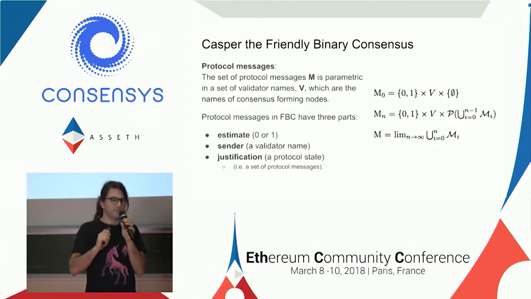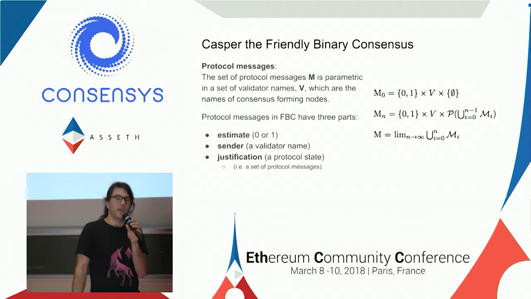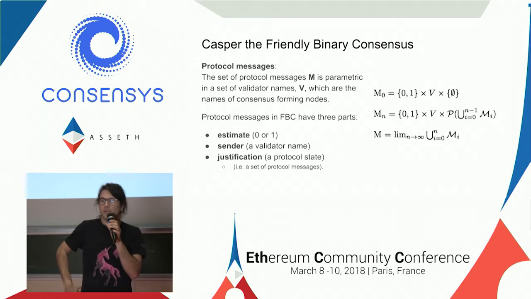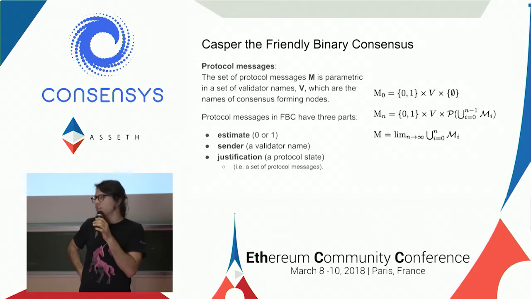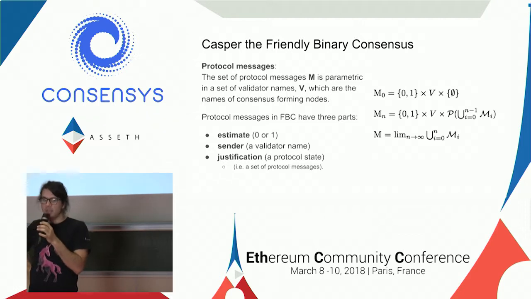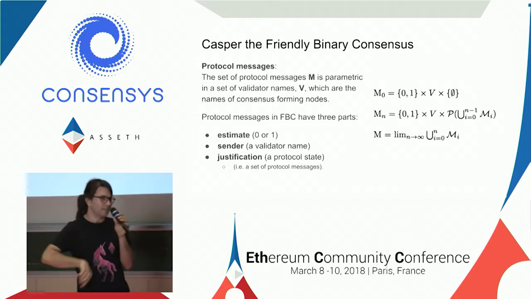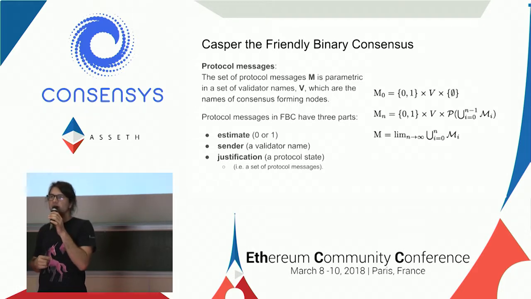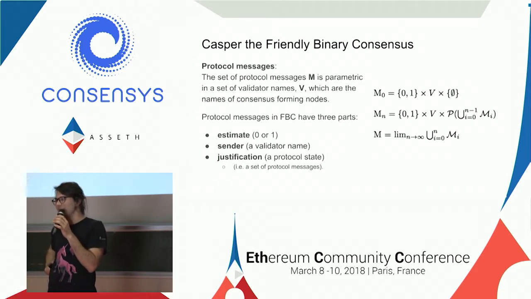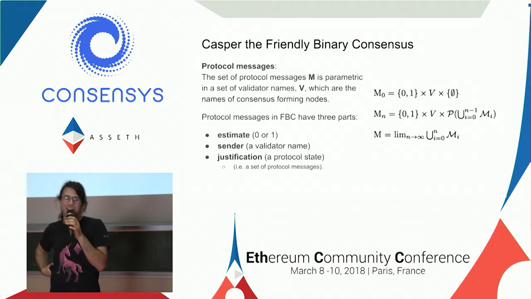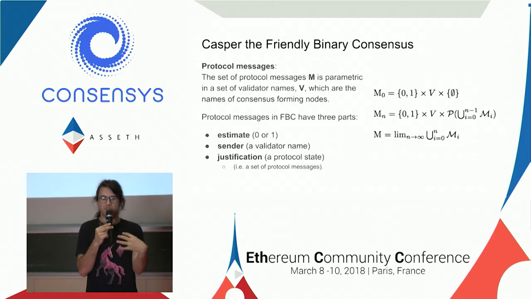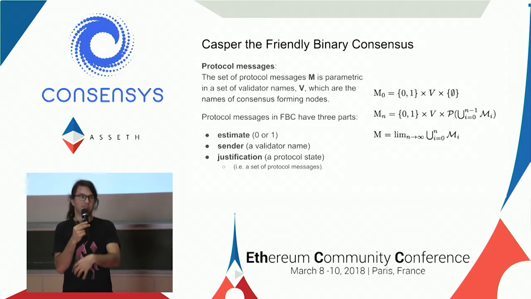So let's go for it. The binary consensus protocol has messages with three parts. There's an estimate, which is a 0 or a 1; a sender, which is the name of the consensus forming node; and a justification, which is basically a protocol state, or if you're implementation focused, you might think of it as a fingerprint of a protocol state. But for us, it's just a set of messages, namely the state that the node was at when they sent that message.